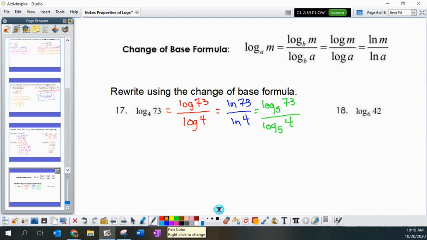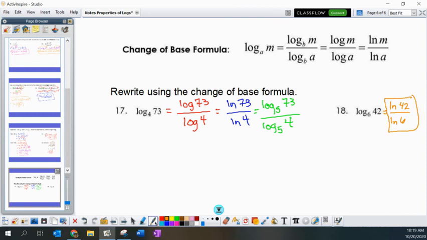Okay, so let's try this next one, log base 6 of 42. I usually switch to natural log because it's the shortest to write, because it just takes 2 letters, ln, which we read as natural log. So natural log of 42 over natural log of 6 will usually be the one I'll pick if they don't tell us what base to change it to. Now, this is your final answer right there.